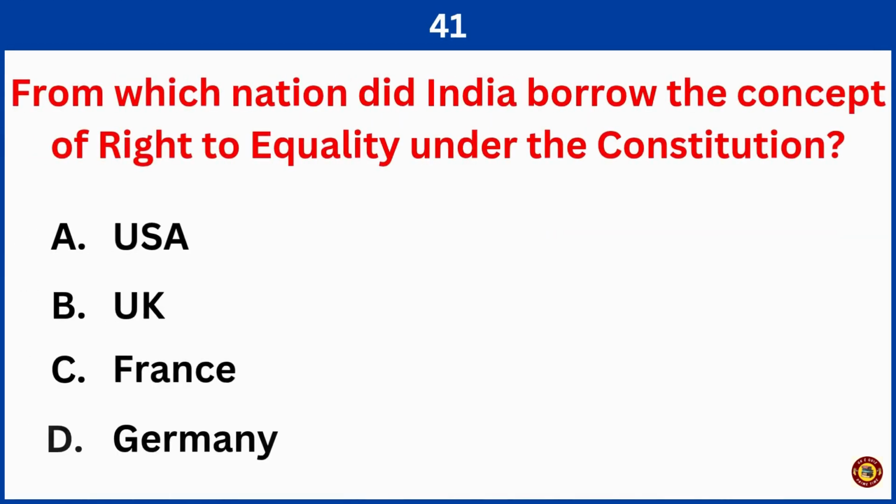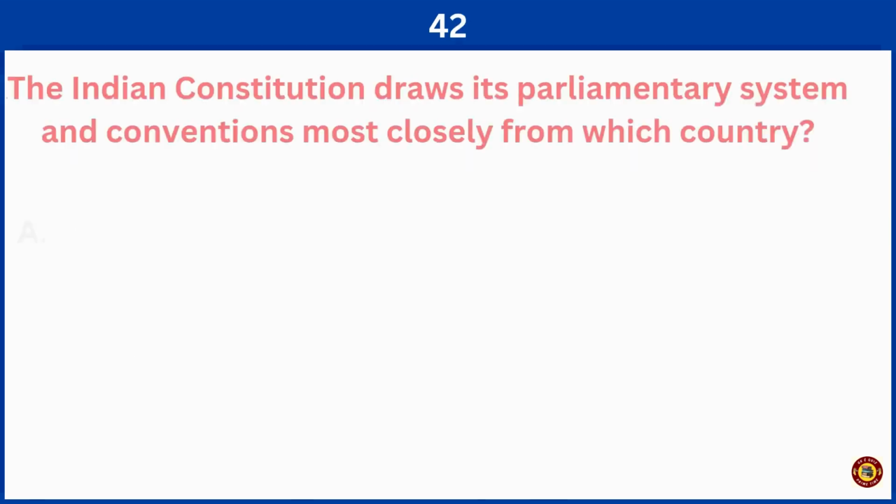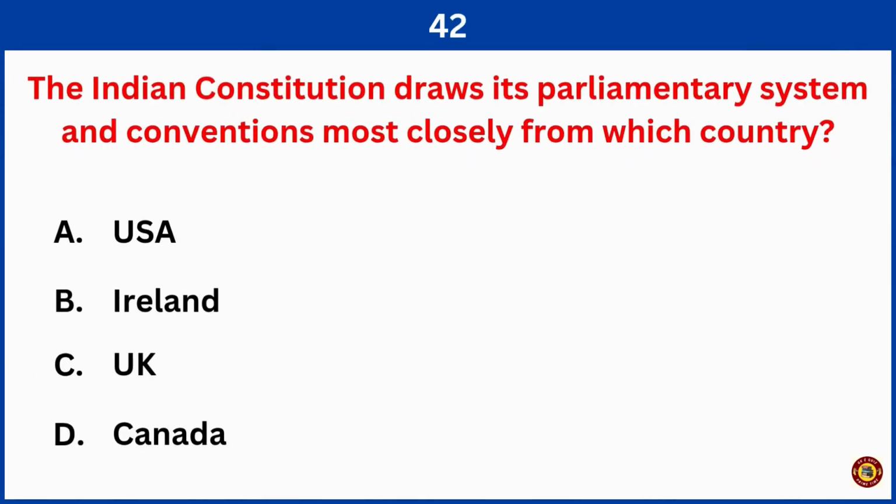From which nation did India borrow the concept of right to equality under the Constitution? Right answer is option B, United Kingdom. The Indian Constitution draws its parliamentary system and conventions most closely from which country? Correct answer is option C, United Kingdom.